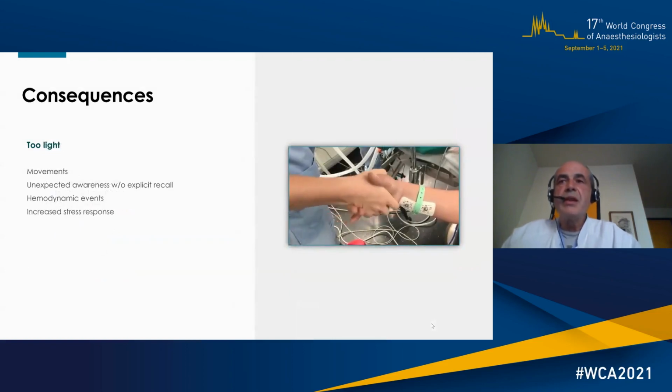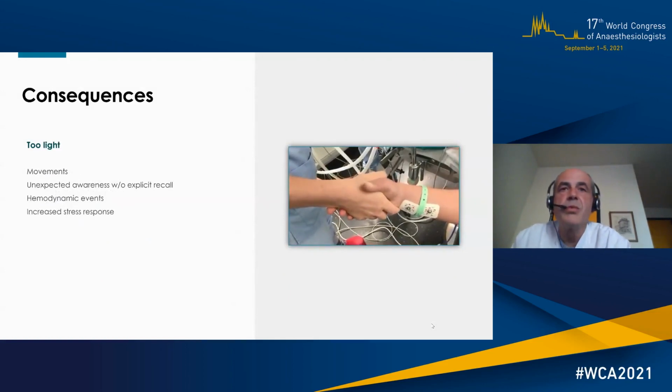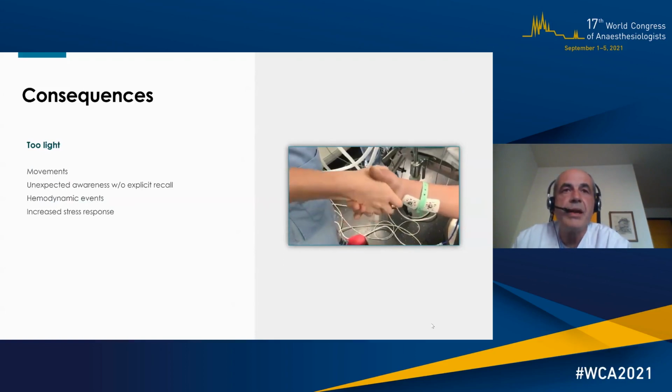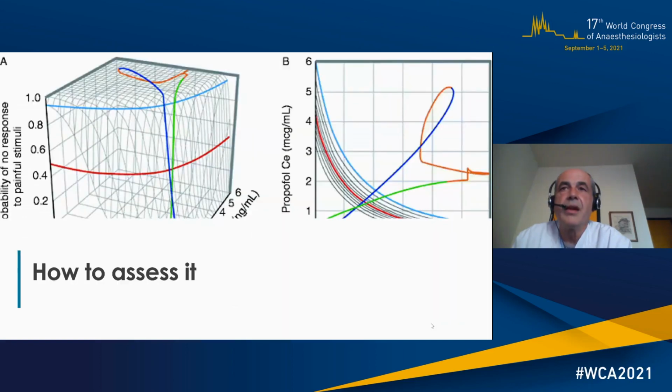Too light anesthesia may be associated with more frequent movements of the patients, unexpected awareness episodes with or without explicit recall, as shown here in this video, in a patient immediately after laryngoscopy. It can also be associated with hemodynamic events and increased stress response to surgery. Given all those potentially deleterious consequences of inadequate anesthesia, we have to find means to assess interactions intraoperatively.